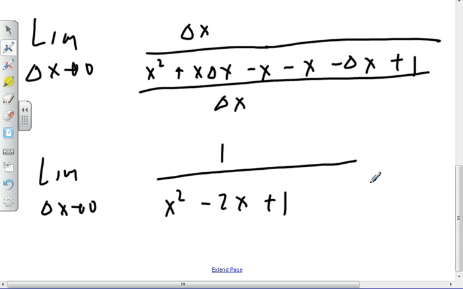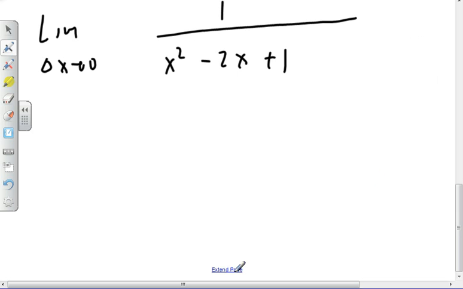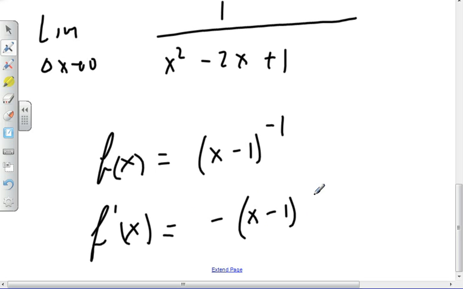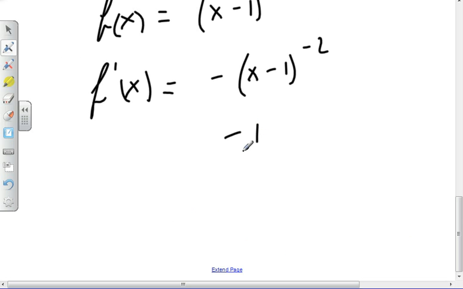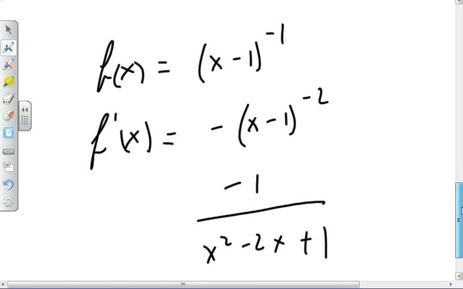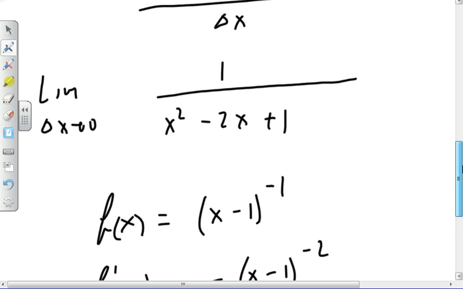So, we'll check our work. If f of x is equal to (x minus 1) to the minus 1, then f prime of x is equal to minus (x minus 1) to the minus 2, which would be minus 1 divided by x squared minus 2x plus 1. That is exactly what I got, but I have a minus sign there. Oh, bummer. Where'd my minus sign go?